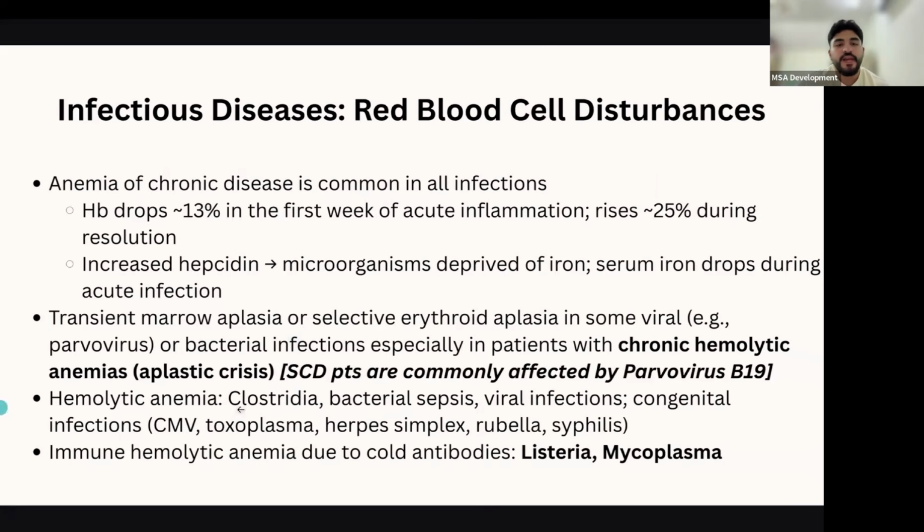Okay. Then you can see hemolytic anemia in all of these infections. Bacterial, viral, whatever it is, you will see hemolytic anemia. And immune hemolytic anemia due to cold antibodies. All right, focus on the words cold antibodies. You see it in Listeria and Mycoplasma.